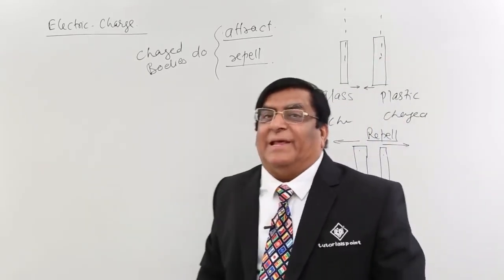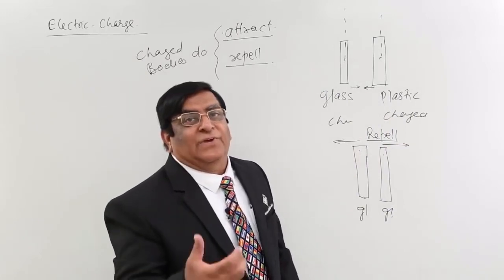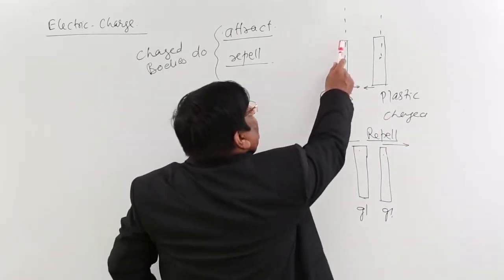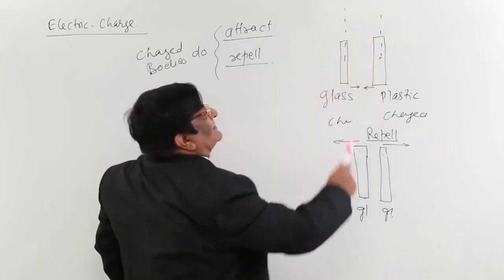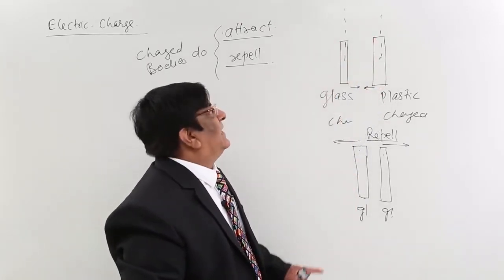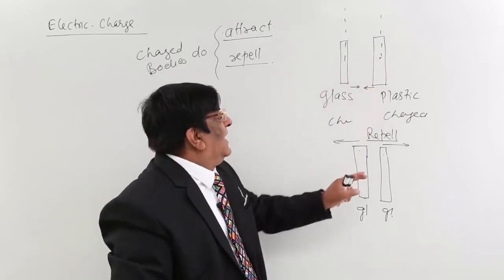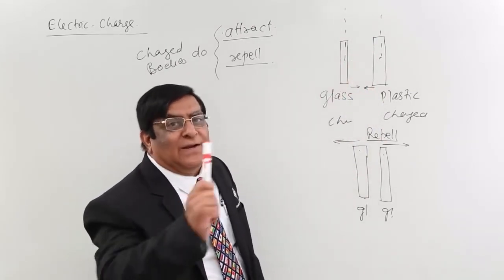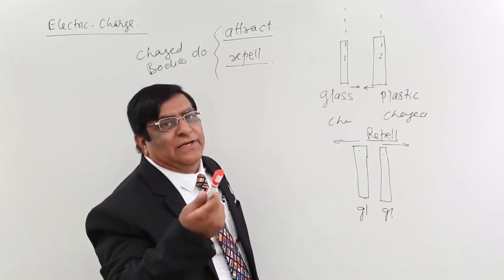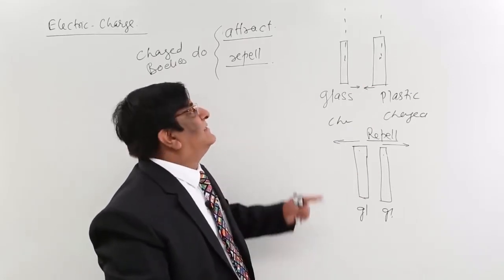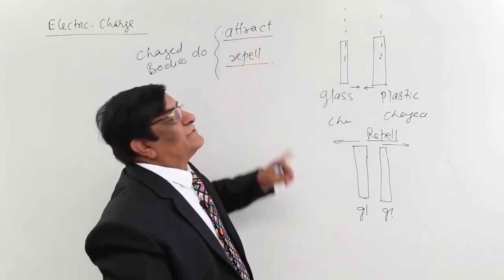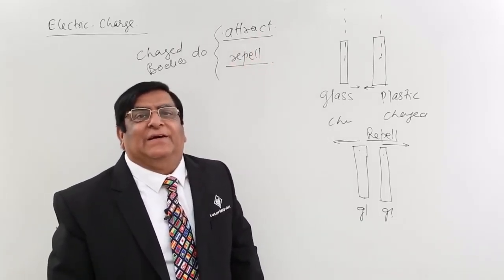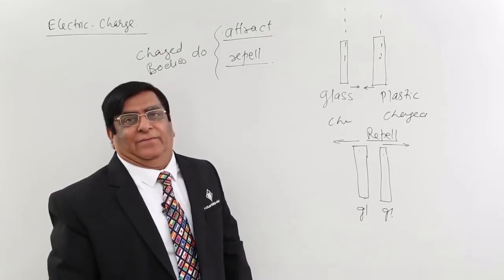But how can we explain that these two charged bodies, this one was attracting the papers, this one was also attracting the papers, both have electric charge, so why should they attract and why should these repel? Both have electric charge. One electric charge cannot express two types of characteristics. How can we explain when it will attract and when it will repel?